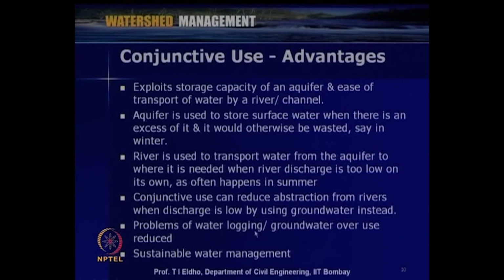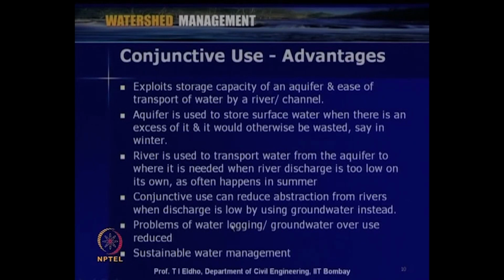Then problems of waterlogging and groundwater overuse we can reduce. So, in an optimal way, when we plan surface water and groundwater, waterlogging can be drastically reduced, salinization can be reduced, and the salinity introduction can be reduced. Also the groundwater overuse can be reduced. So, finally, what I can say is that conjunctive use is the best way of sustainable water management as far as any watershed or river basin is concerned. These are some of the advantages of conjunctive use.